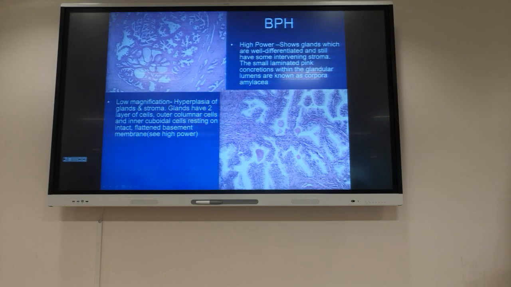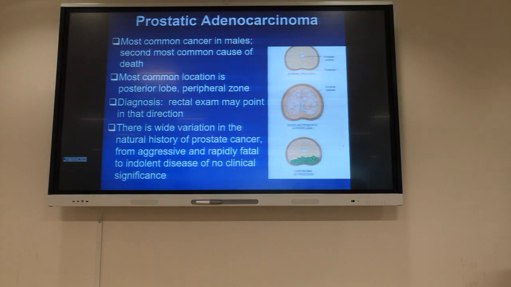Now you look at this. What are these guys? You guys know? These are concreted secretions of the prostate known as corpora amylaceae. They do not have any clinical significance, but they are usually seen in examination of the prostate. Right. So this is NPH. Now we're going to be talking about prostatic adenocarcinoma.